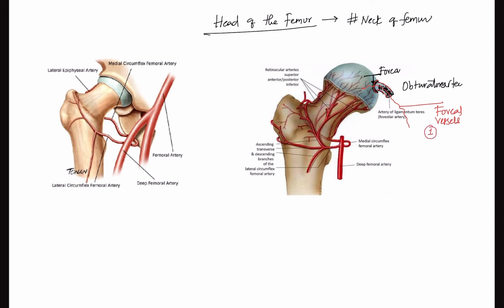Coming back to the other main supply, if I ask you what is the main or important blood supply to the head of the femur, it comes from the medial circumflex artery.